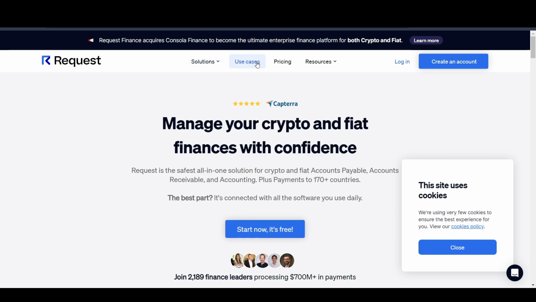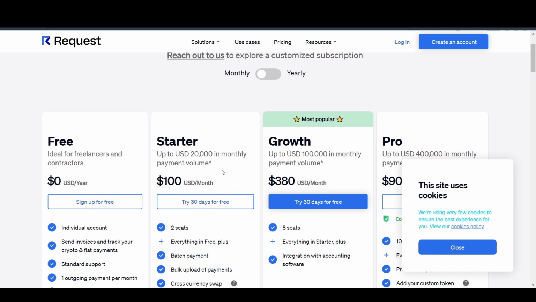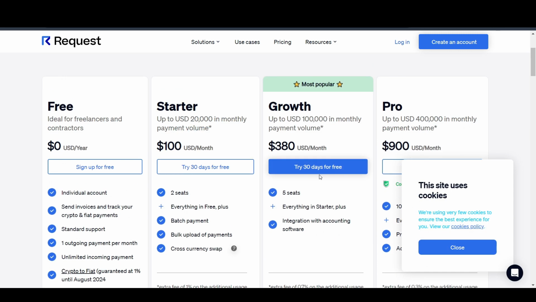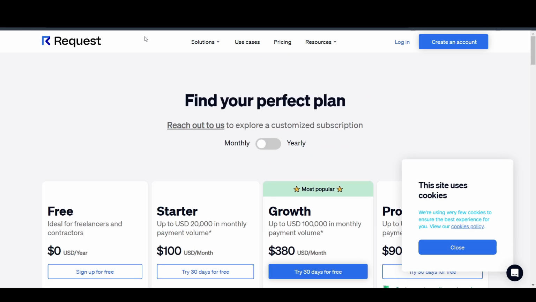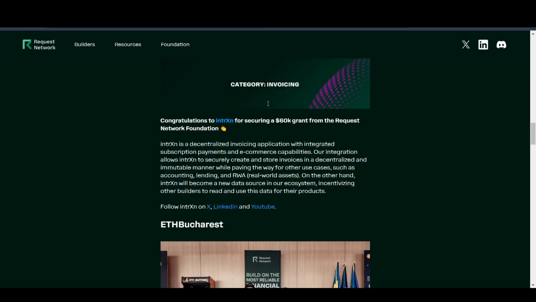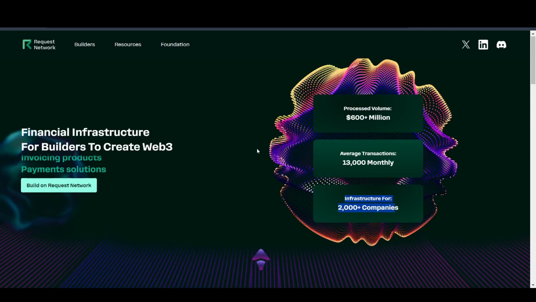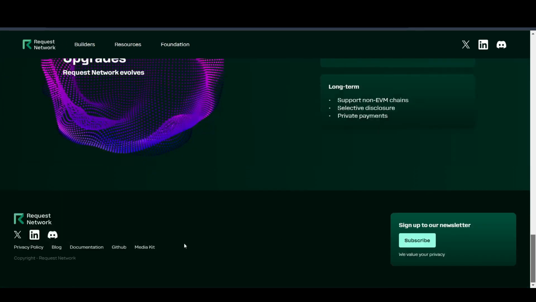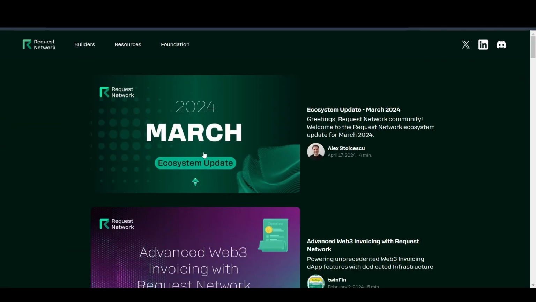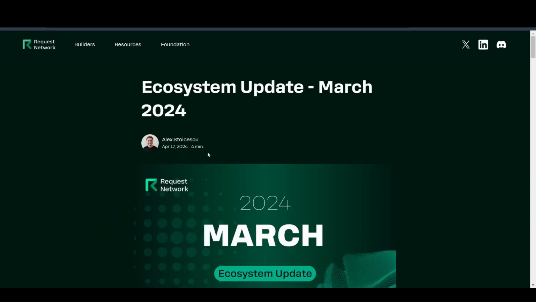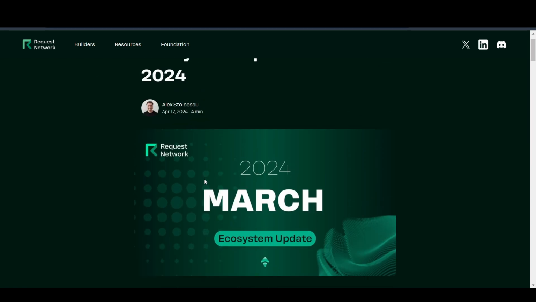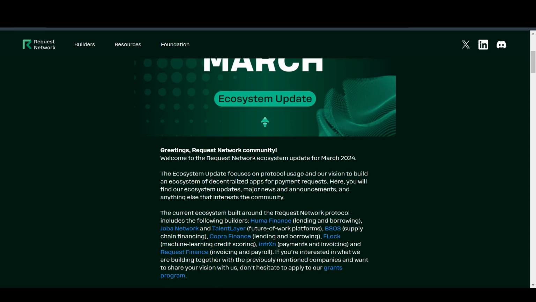If we look at their pricing, they also have different pricing going on for Request Finance. Beside that, as for their updates, they do a monthly update. They push ecosystem updates monthly. The last one we had was on April 17th, which was for their March update. So we will be seeing the April update after March 15, I think.